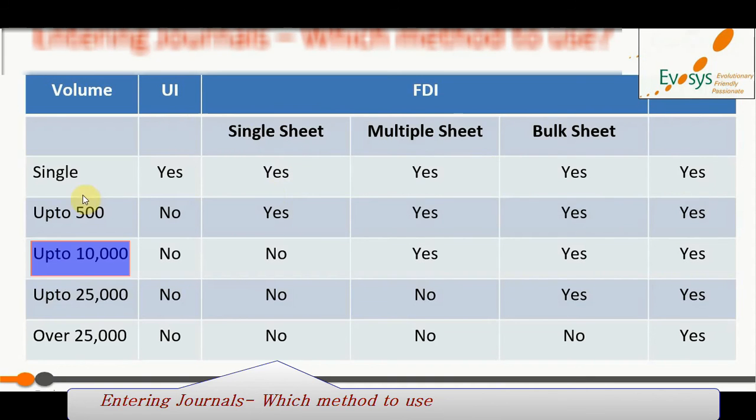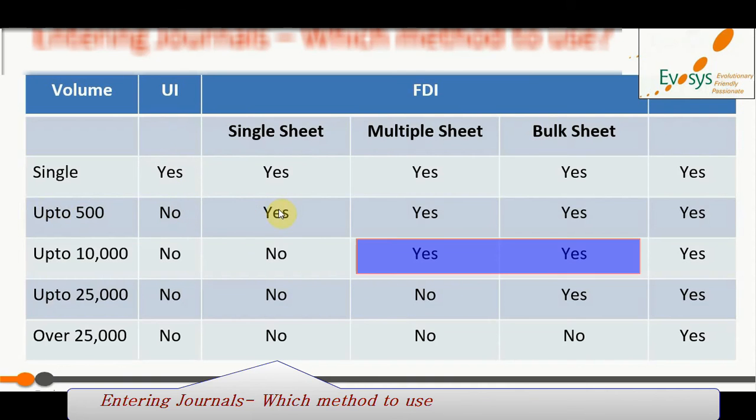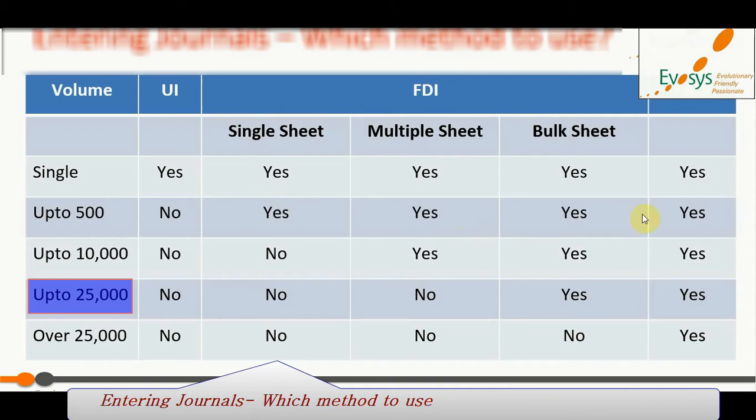When the volume is more than 500 lines and up to 10,000 lines, then only multiple sheet and bulk sheet are recommended. And, when the volume is above 10,000 lines and up to 25,000 lines, only bulk sheet is recommended. Lastly, when the volume is above 25,000 lines, only file-based loader is recommended.